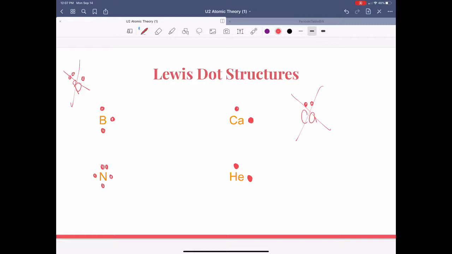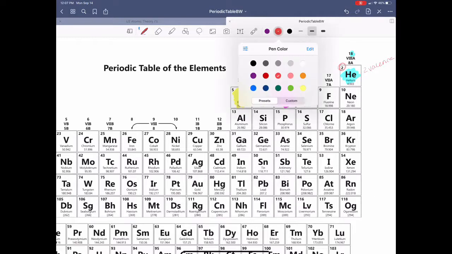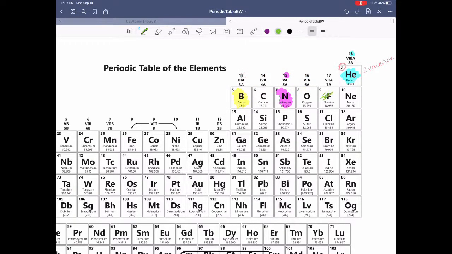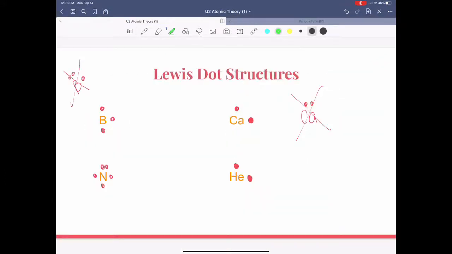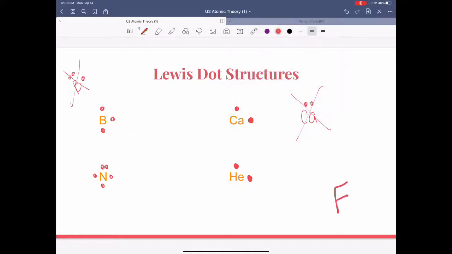All right. Let's look at one more example. Let's pick another one. Let's look at fluorine. Fluorine, that was supposed to be a highlighter, not a pen. Fluorine has how many valence electrons? 7. All right, look at that second number in the group number. Fluorine has 7 valence electrons. So let's go over here. Step 1 is to write our symbol. So I have an F, and then we said it has 7 valence electrons. So 1 on each side. 1, 2, 3, 4, 5, 6, 7. And fluorine's done.